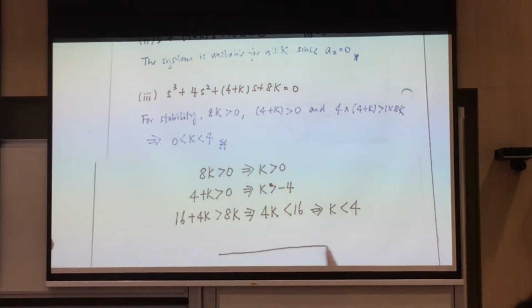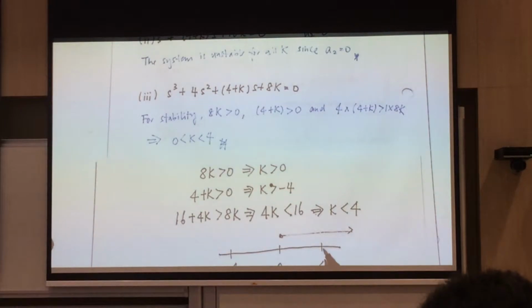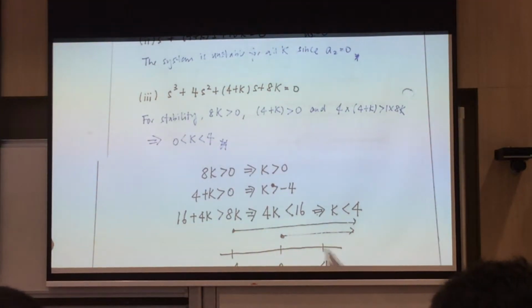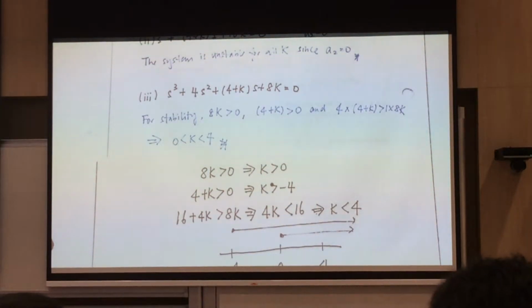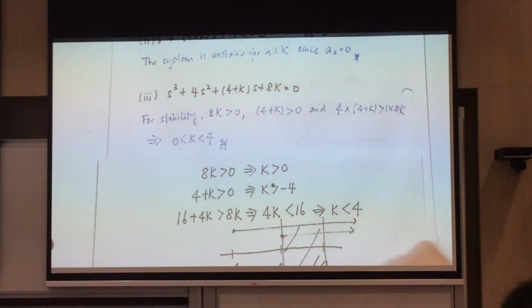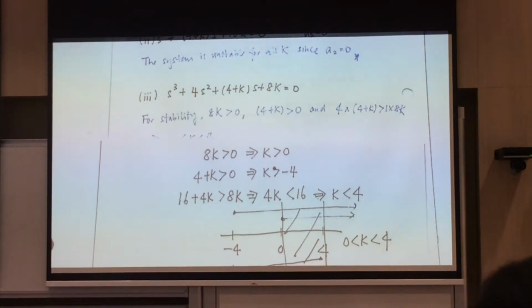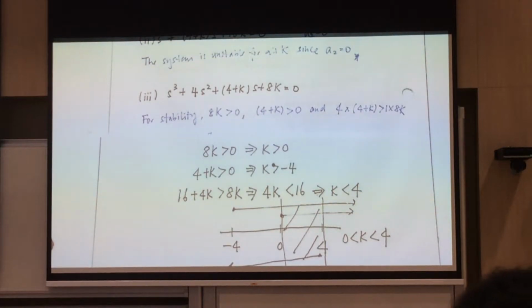Okay? Then you draw minus 4, 0. k bigger than 0. Okay? k bigger than minus 4. Okay? And then k less than 4. So, find the common range. Okay, answer: k must be from 0 to 4.